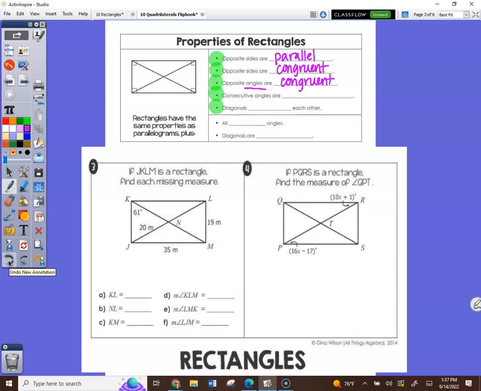Consecutive angles are, and what does that mean? They add to equal 180. Okay, and diagonals?